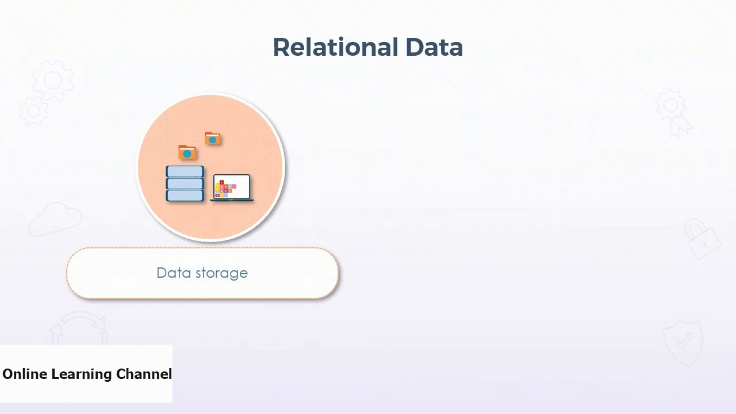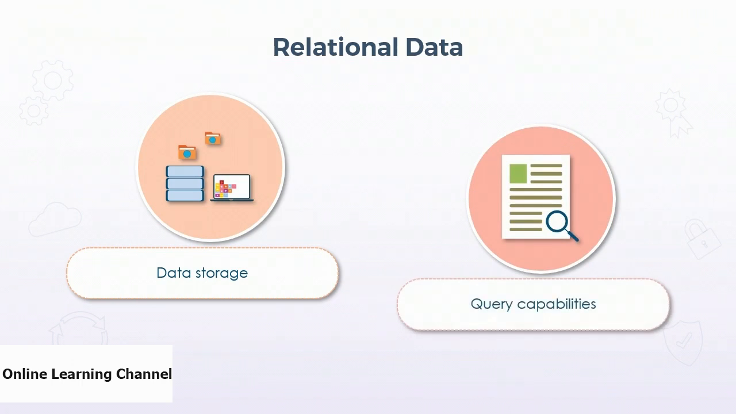Now let's discuss relational data. A database is a place to store data for data storage. And we can also use something like SQL, or the structured query language, to query our data, right? So it has data storage and query capabilities. This includes things like selecting records created between given dates or updating a record that matches a certain criteria.